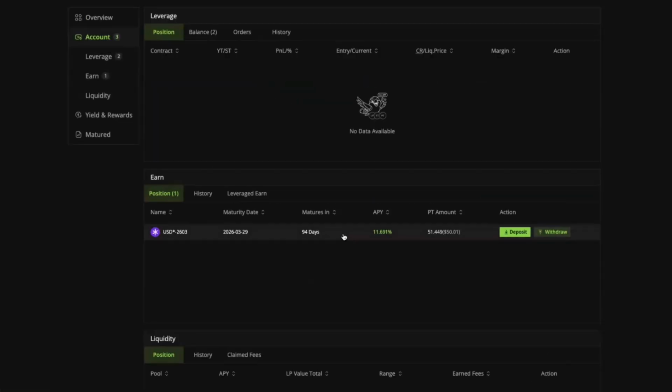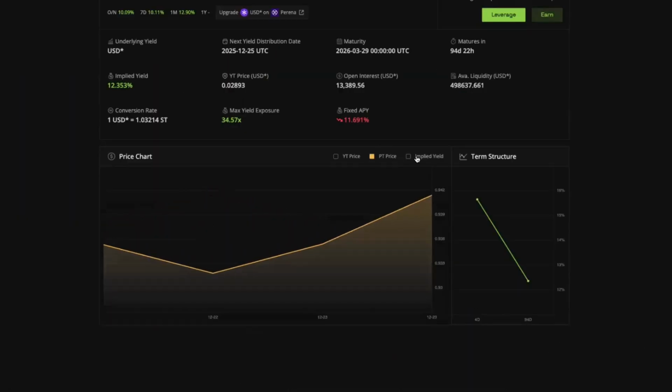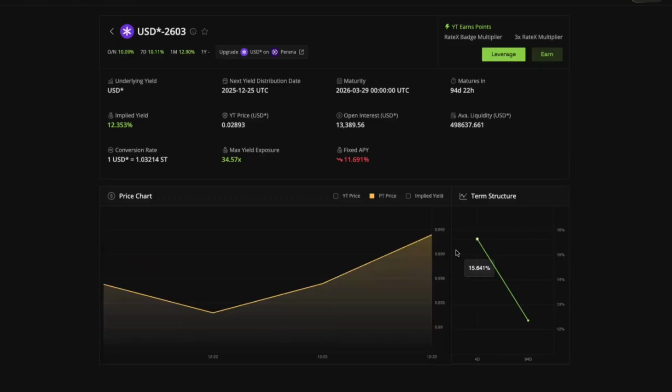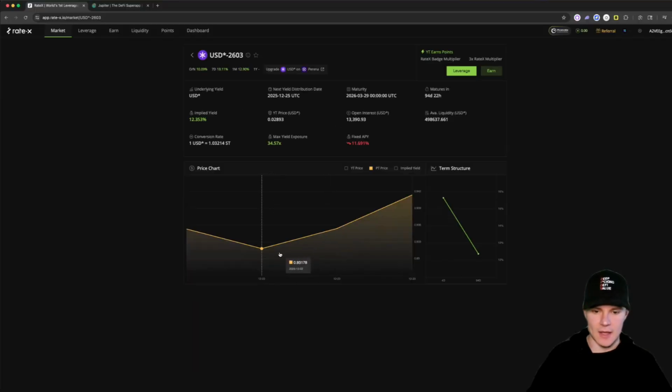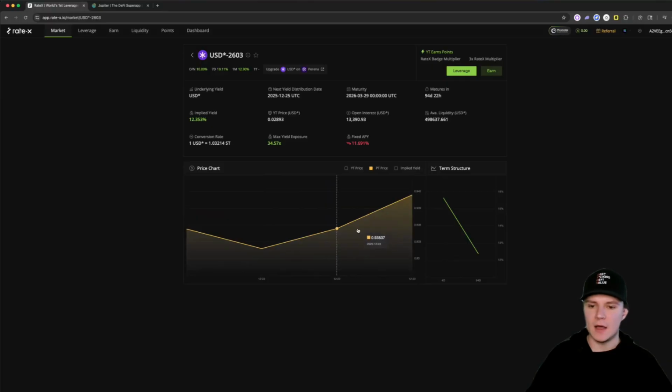And let's look at the position. So if we look at the USD star market on the earn side, here we go. Great. Okay. So now, this is what I was looking for here. On the USD star market, we can see the PT price over the last few days. So we can see that it's been rising by some pennies every day, and it's going to continue to rise until it reaches $1. Now, it might fluctuate a little bit up and down as more people buy it or sell it, but generally speaking, it's going to approach 1 by the end of March.